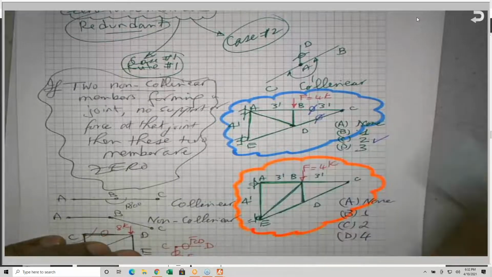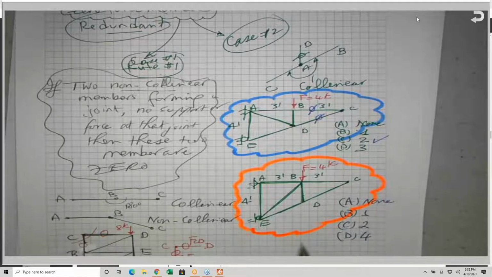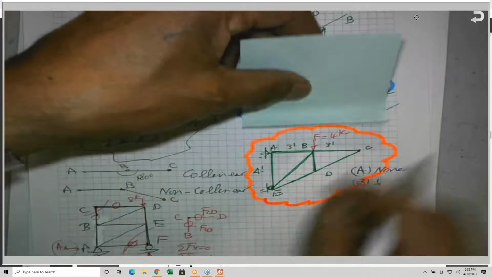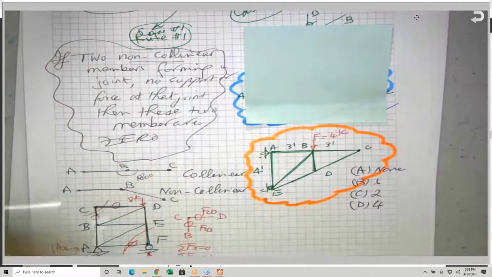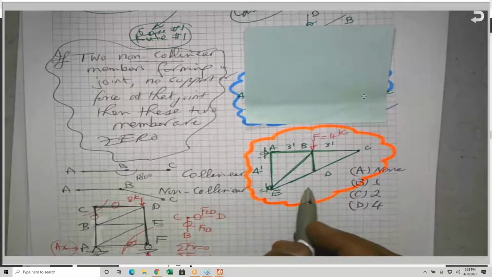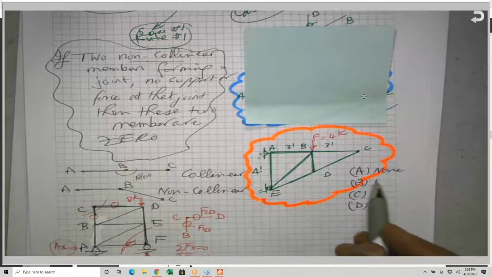Okay, let us look at the orange one. How many zero force members in the orange one? Is this orange? Yeah, it's close to orange. Okay, how many of them in the orange one? I need the number of zero force members in this orange. I have 1, 2, 4.